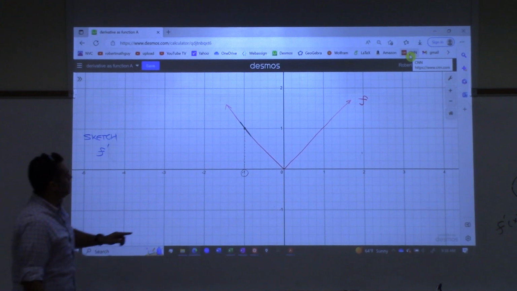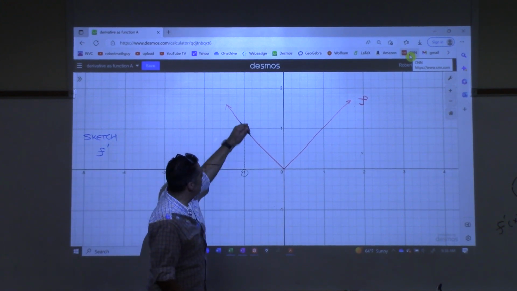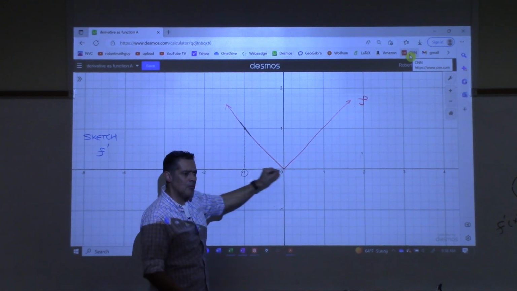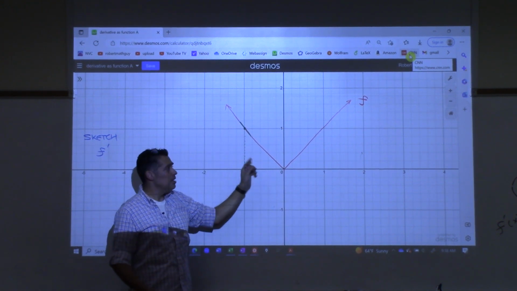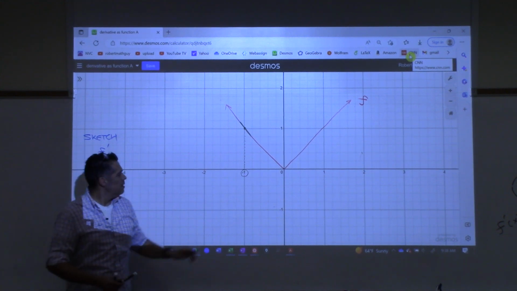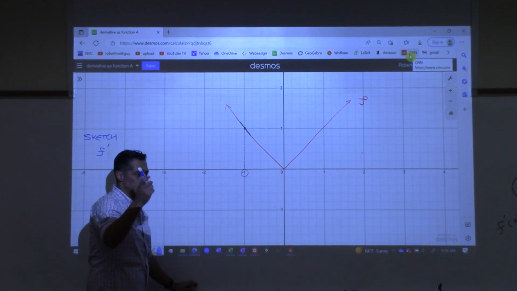How do you know? Can you tell the slope of this red line? You go down 1 over 1, don't you? So the slope of the red line is negative 1, down 1 over. So the slope of that black line should also be negative 1. So let me draw the derivative in blue.